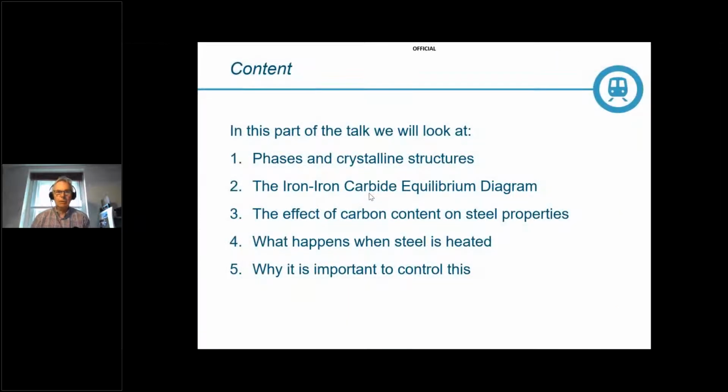So in this part of the talk, we're going to talk about phases and crystalline structures very briefly, because that's important to understand as part of the concept. We're going to look at the iron-iron carbide equilibrium diagram to see where steels fit in amongst that. We're going to discuss the effect of carbon content on steel properties. And then importantly, what happens to steel when it's heated and why it is important to actually control that.